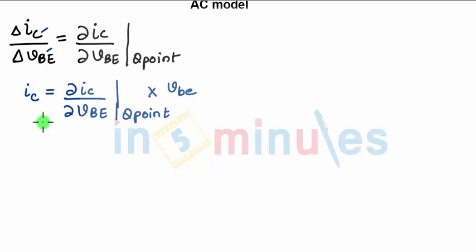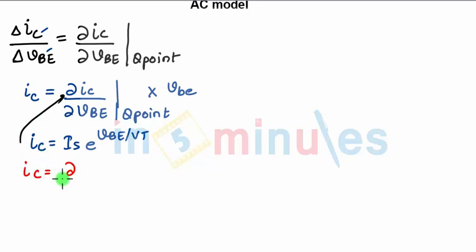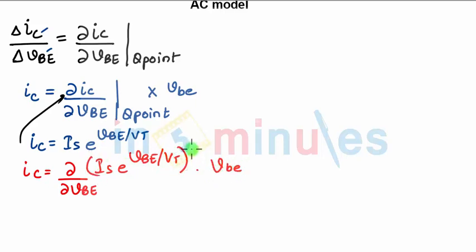Now we know the equation for IC. How do we write IC? IC is written as Is e raised to VBE by Vt. This is the collector current. So if I substitute this equation over here, what will I get? ic equals the derivative with respect to VBE of Is e raised to VBE by Vt, multiplied by vbe, and this analysis we are doing at the Q point.